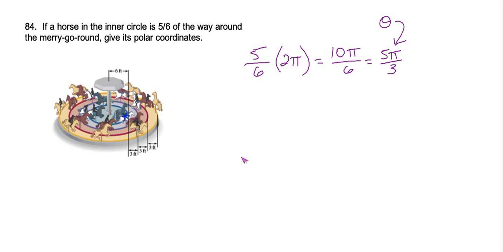Now I want to find r, and that's actually shown in the illustration. We want to know the radius. The horse is on the inner circle. So the inner circle would be, it's shown right here, 6 feet. So r, theta would be 6, 5 pi over 3.